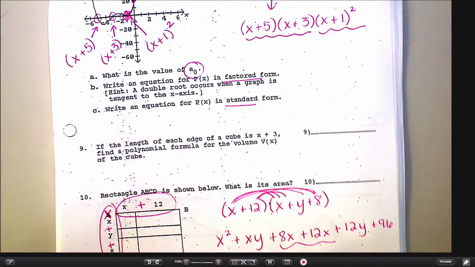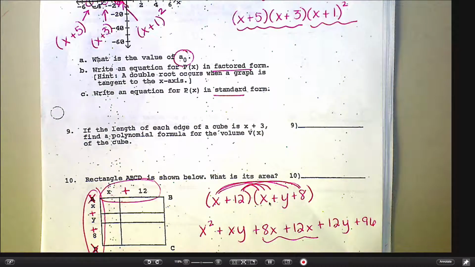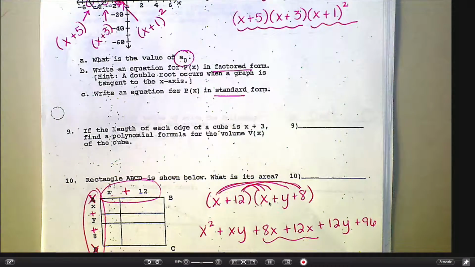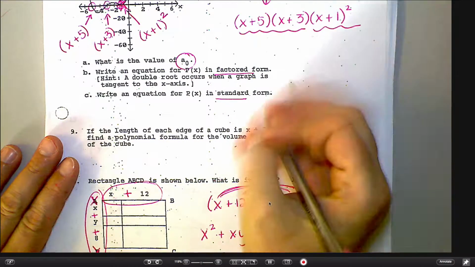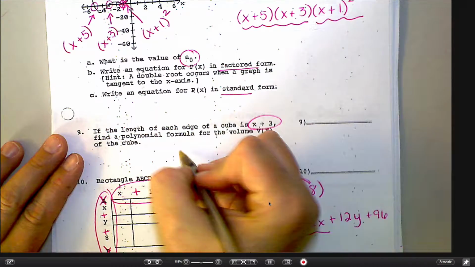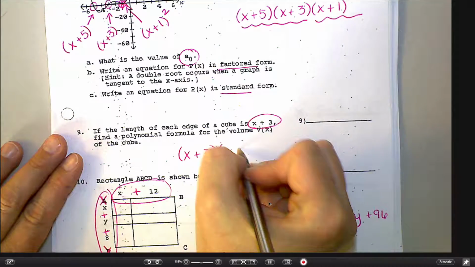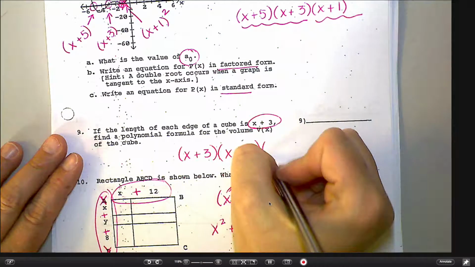Yeah, good question. So how would you get volume? So how do you get volume of any cube? It's length times width times height, and if it's a cube, what do you know? They're all going to be the same, right? If it's a cube, aren't your length, width, and height all the same? So this is saying that this is your length, width, and height. So you're really just doing x plus 3 times x plus 3 times x plus 3.